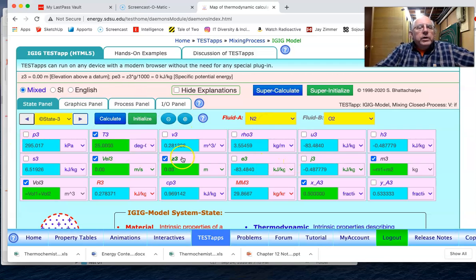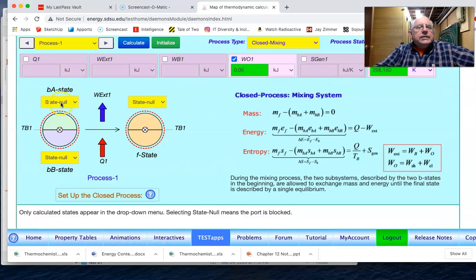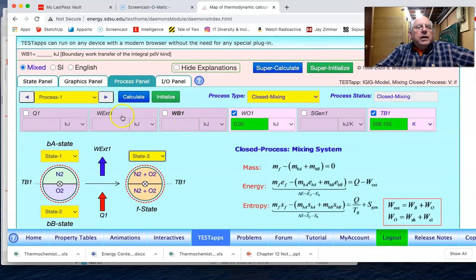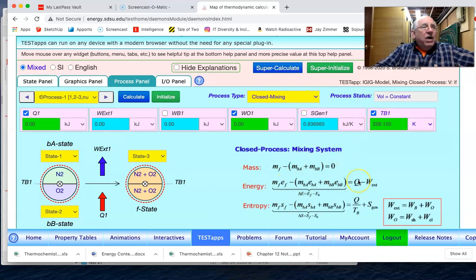Okay, in this particular case, we don't have to go to a process panel and designate this as state 1 and this as state 2 going to state 3 with no heat transfer and no work. It already calculates that. The only reason we'd want to go to this particular process panel is if they asked us something about the generation of entropy that occurs.